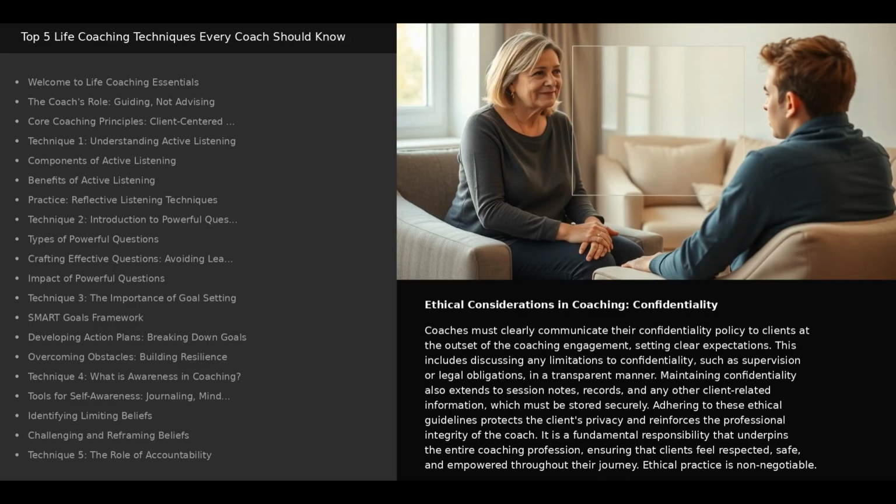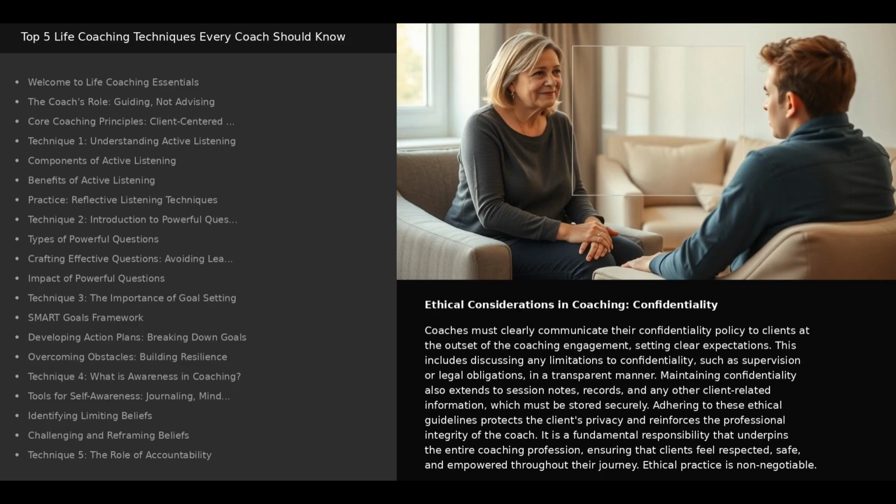Coaches must clearly communicate their confidentiality policy to clients at the outset of the coaching engagement, setting clear expectations. This includes discussing any limitations to confidentiality, such as supervision or legal obligations, in a transparent manner. Maintaining confidentiality also extends to session notes, records, and any other client-related information, which must be stored securely. Adhering to these ethical guidelines protects the client's privacy and reinforces the professional integrity of the coach.